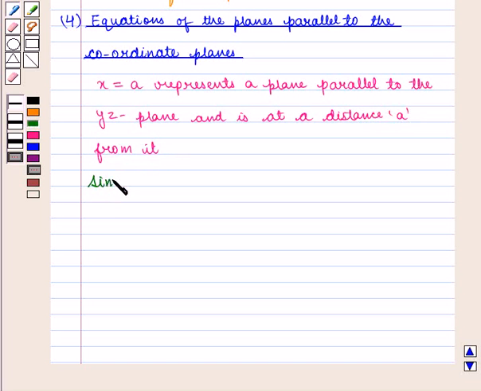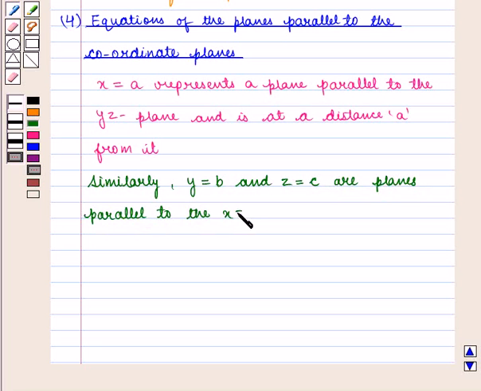Similarly, Y is equal to B and Z is equal to C are planes parallel to the XZ plane and XY plane respectively.